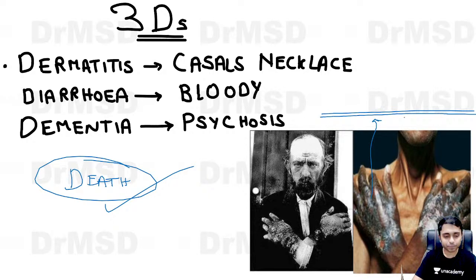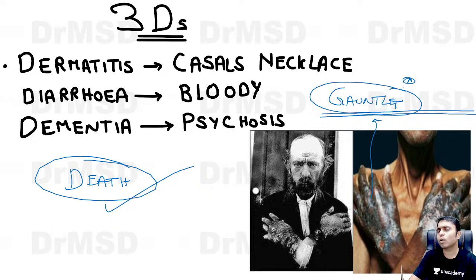What is this called as? So just remember the Avengers Endgame. If you remember that, then you can answer this question. What does this appearance look like to you? So that Thanos wears now. What do you call it as? Right. So yes, it is called as gauntlet. Gauntlet sign is also associated with pellagra.